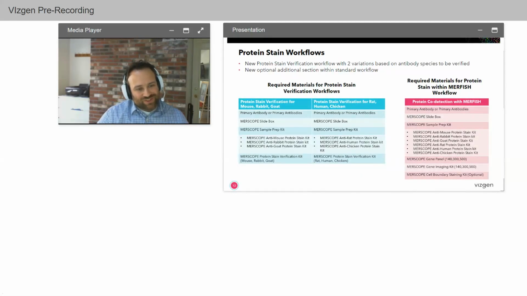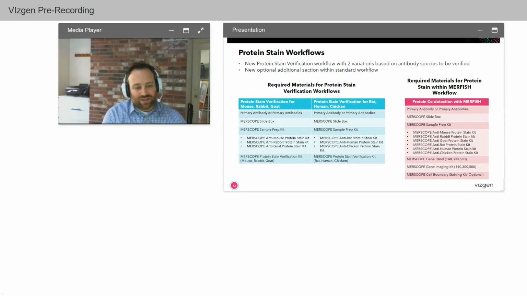Additionally, as part of this solution, we also introduced a couple workflows. So we have a protein stain verification workflow. Again, this is where we're going to verify that the antibodies we're going to use are going to work. And then we have a workflow for the full MERFISH protein co-detection. Now, what I have on the screen here is what materials are required in order to move through those protocols.